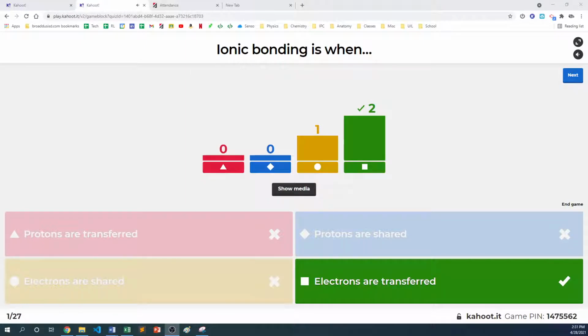So ionic bonding is when electrons are transferred from one atom to the other. It's covalent bonding, or not ionic, whenever they are shared. Protons do nothing for bonding and chemical reactions. The proton just tells you what atom you have. It's the valence electrons that do all the work.